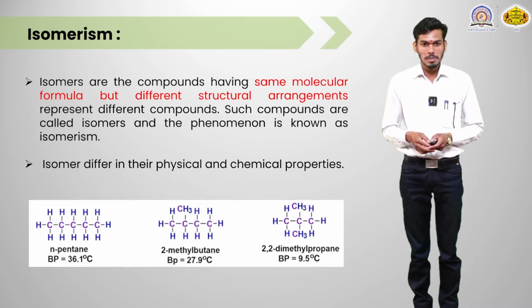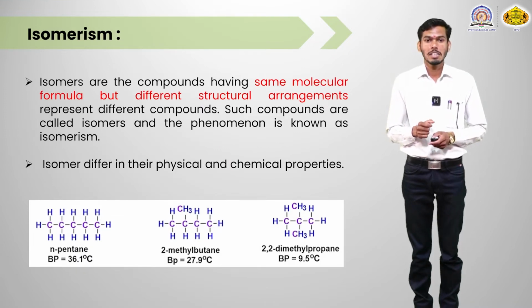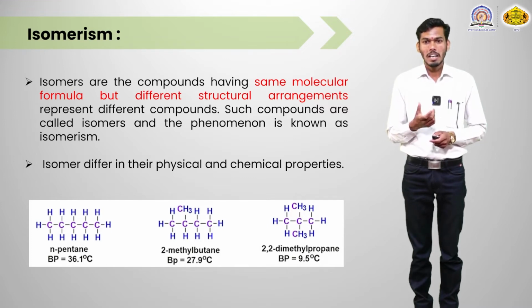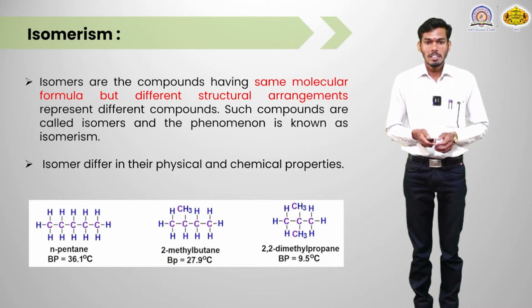So what are isomers? Isomers are compounds having the same molecular formula but different structural arrangements. Such compounds represent different compounds and are called isomers, and the phenomenon is known as isomerism. Isomers differ in their physical and chemical properties. These three examples will explain the isomerism between them.